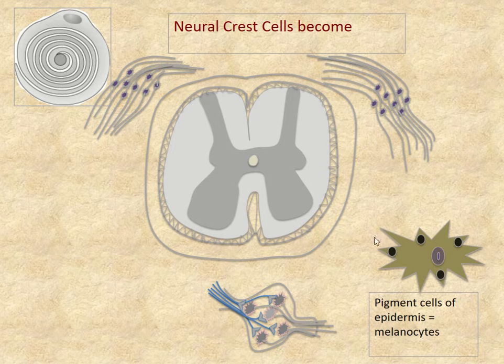And then neural crest cells also become all of the pigment cells that are in the entire epidermis. We call these cells melanocytes. They make melanin, and you'll understand when we get to the skin in histology that the development and production of melanin is very similar to the production of a neurotransmitter, and so it'll help you remember that these cells all came from neural crest.